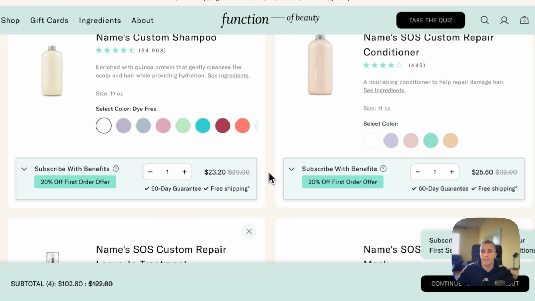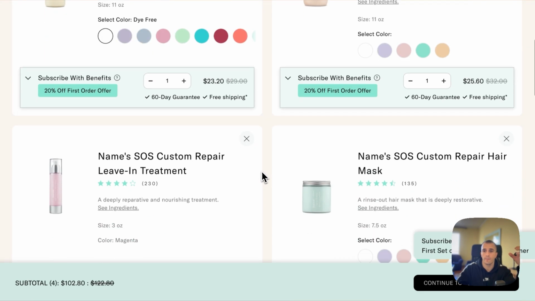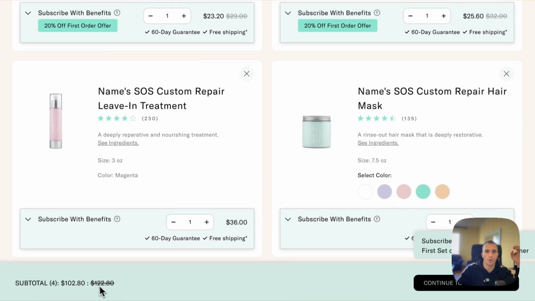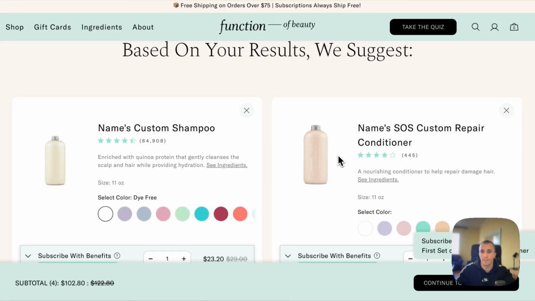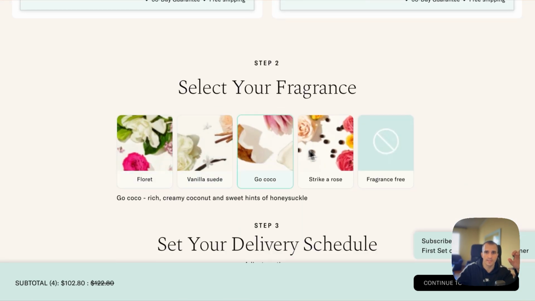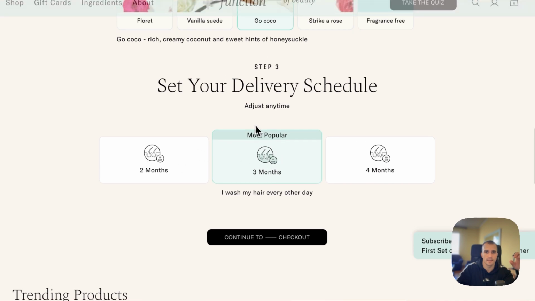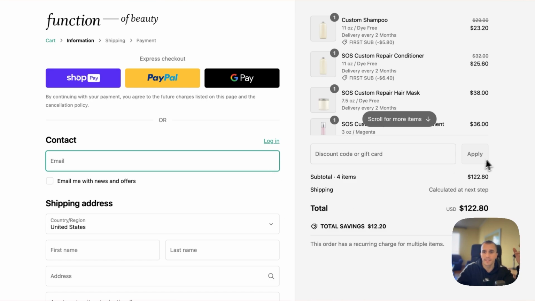Another thing this really helps with, besides the conversion rate, is the AOV, because they have bundled 4 products together and the order value of this is $102, which helps with profitability, and especially if you're running Facebook ads, this will help a lot with increasing your returns. So now that I'm here, I can select the fragrance that I want. I can set the delivery schedule like this, and then the last button leads you to the checkout where you can finally place your order.